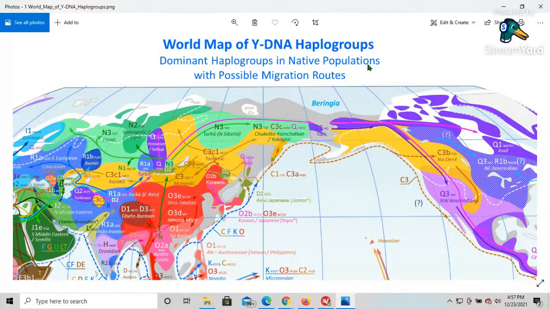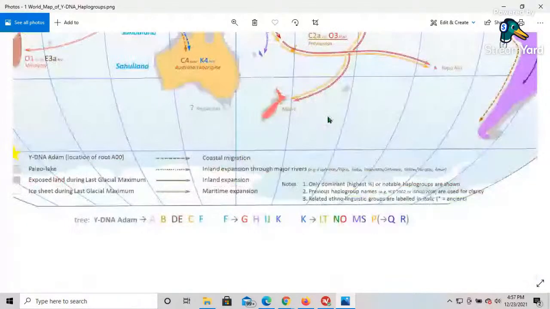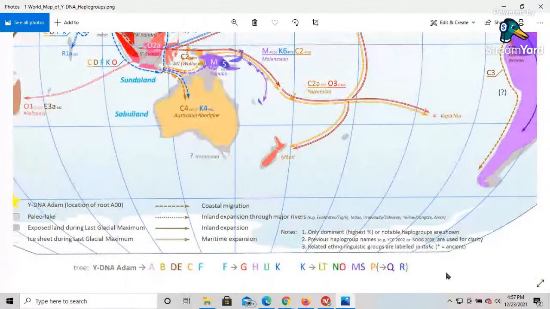So yeah, this is the world map of the Y-DNA haplogroups. It's very, very interesting. We can see three groups right here, and we can see it in other places too. A, B, C, D, and E is one group. F, G, H, I, and J is another group. K, L, M, N, O, P, Q, R, S, and T is another group. So this is the Hamitic group, the Semitic group, and the Japhethite group, as simple as that.